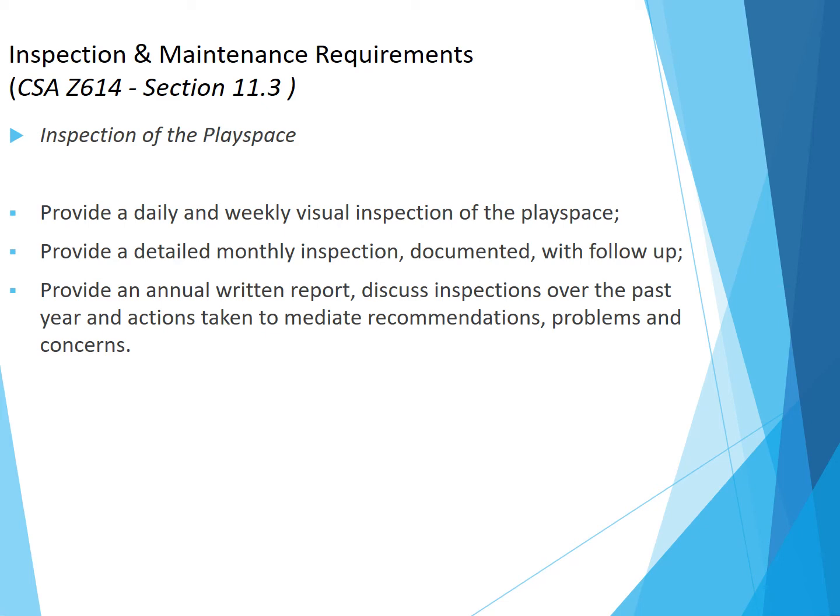Provide a detailed, preferably as we discussed earlier on, digital, monthly inspection documented with follow-up. Provide an annual written report, discussing the inspections over the past year, actions taken to address any recommendations, and any problems and concerns that you may have experienced through your process. This is where you can check to ensure that your existing inspection program is working for you. It is noting the high-use areas, the areas where you are continually having recommendations, and you're actually moving towards a good system of compliance and conformance to ensure these recommendations get completed.